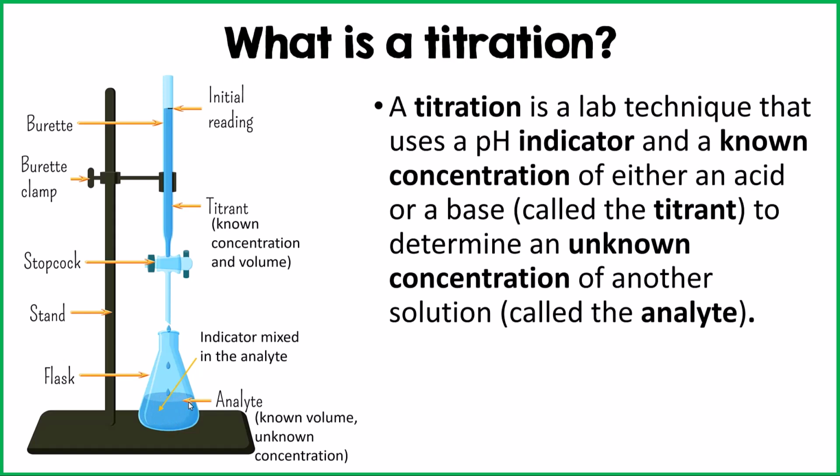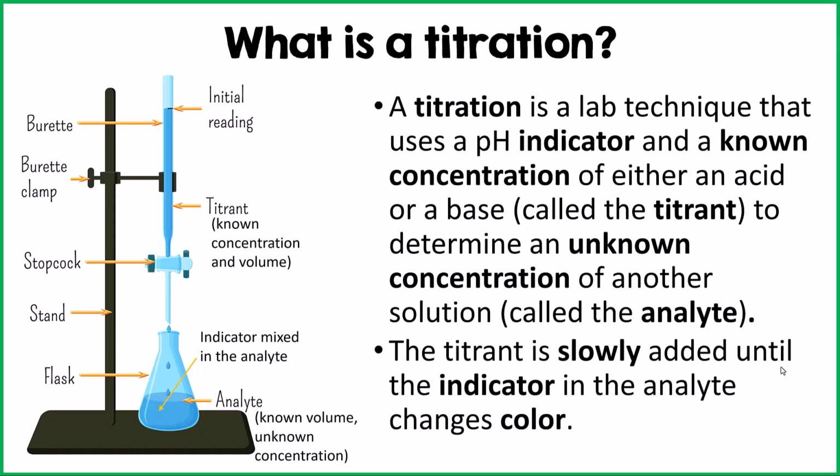So this is our unknown solution here. If it was a base, we would be using an acid in our burette here. And you just slowly drip the titrant, we'll say acid here. We slowly drip the acid into this unknown base solution. And as soon as the pH indicator changes, then you know that you are at the equivalence point, which is where those two substances have neutralized each other. The titrant is slowly added until the indicator in the analyte changes color.